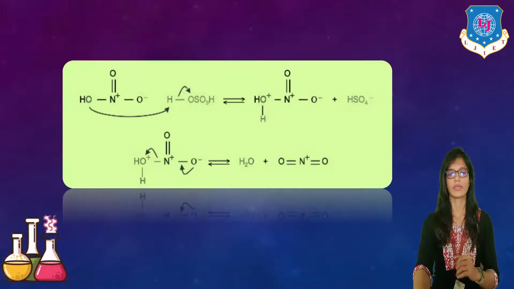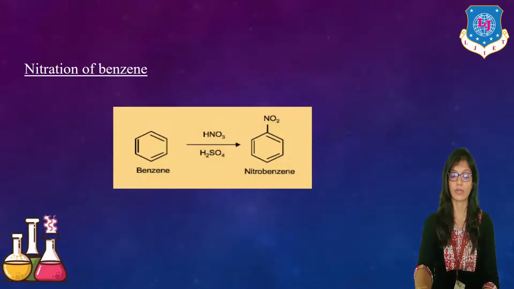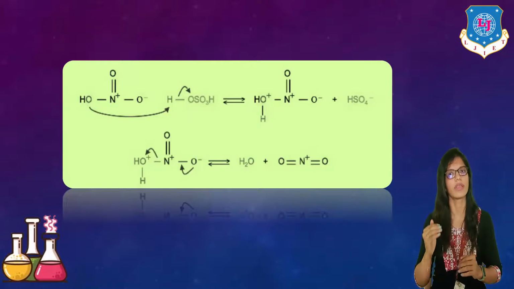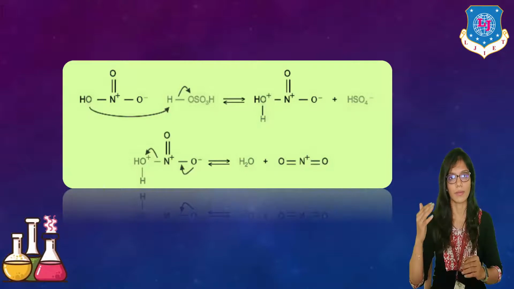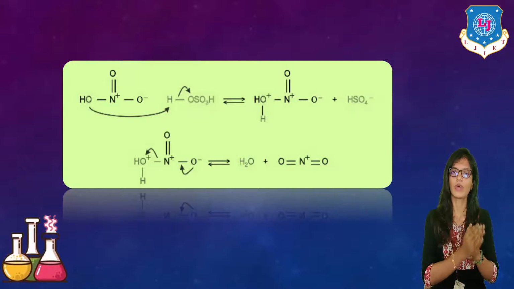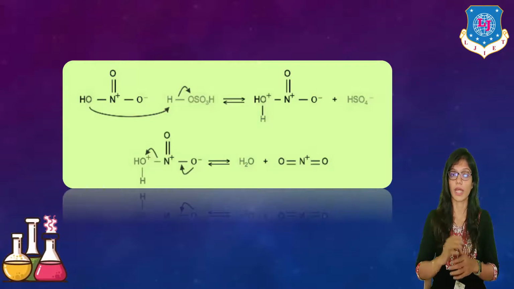Now let's see how nitration of benzene occurs. In this particular step, this NO2 plus will then react with the substrate and the nitration process will be complete. You have your substrate, the attack will be done by our NO2 plus, it will attach to it and convert itself into a nitrated product.